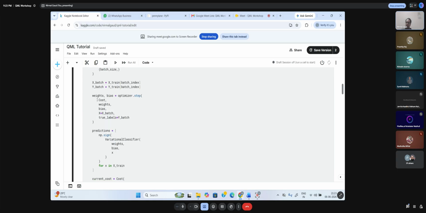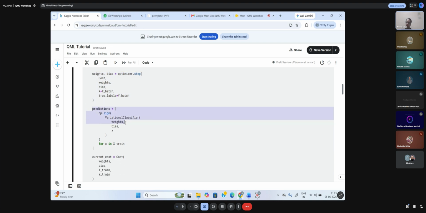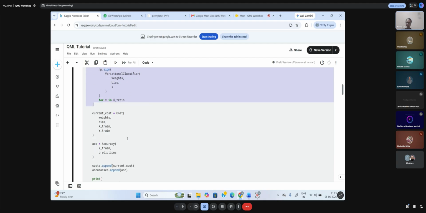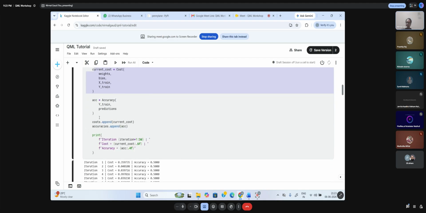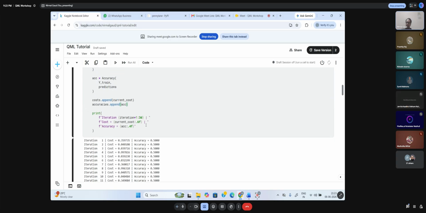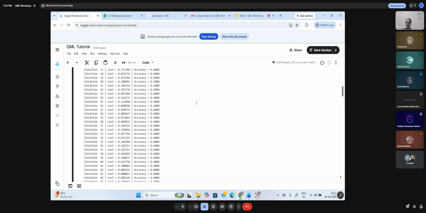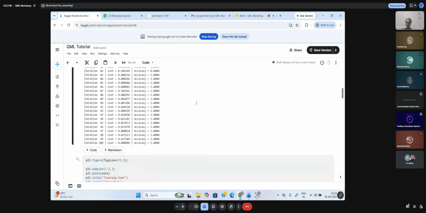After training you need to optimize the loss, and that optimization of the loss will be done with the help of the Nesterov optimizer. Whatever predictions you are going to get, you need to convert them into measurements. Okay, then only loss will be calculated. Fine. So current cost, accuracy, and append, that means print. So here I am printing. After 100 iterations, I am getting accuracy 100% for prediction.